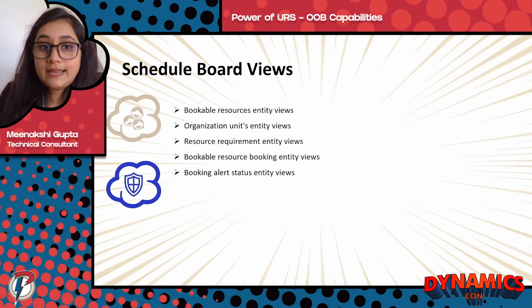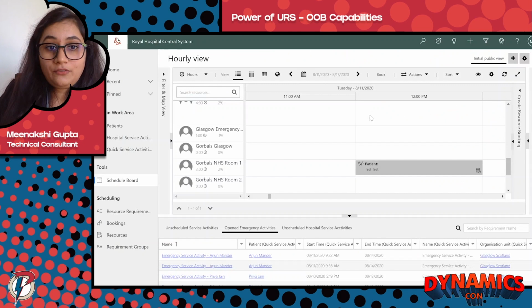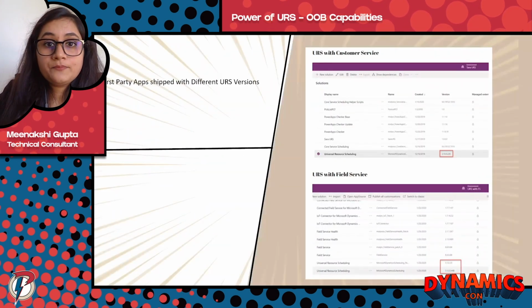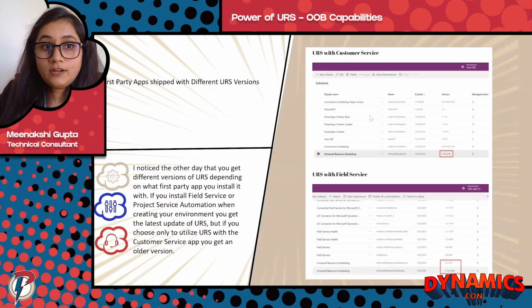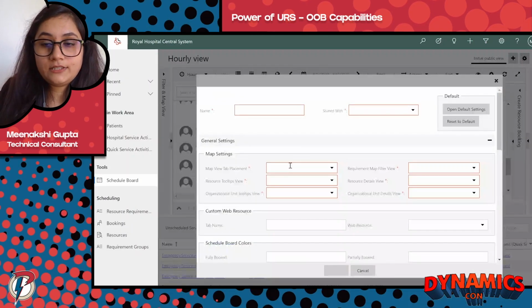So bookable resource entity views, org units entity views, resource requirement entity views. Everything is data configuration driven here. And before I jump to the different versions and how they come, I'll just show you quickly one more thing here: how the XML is customized.